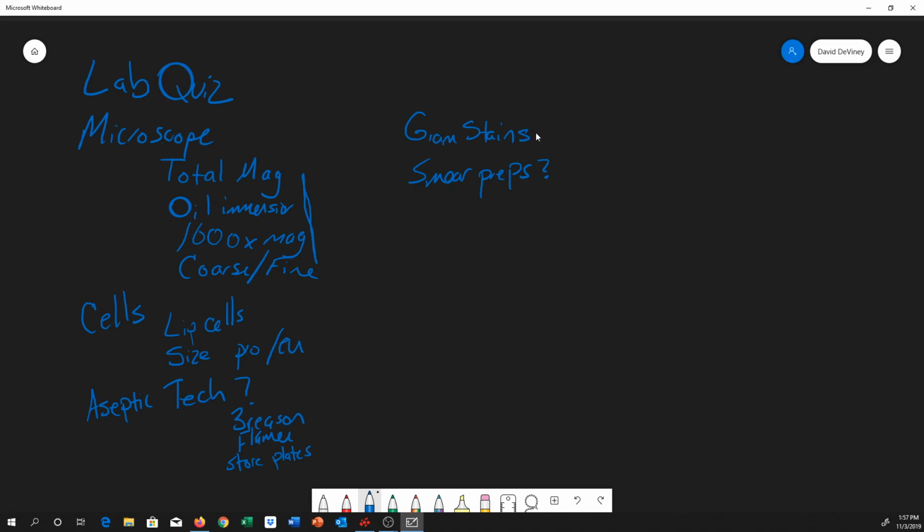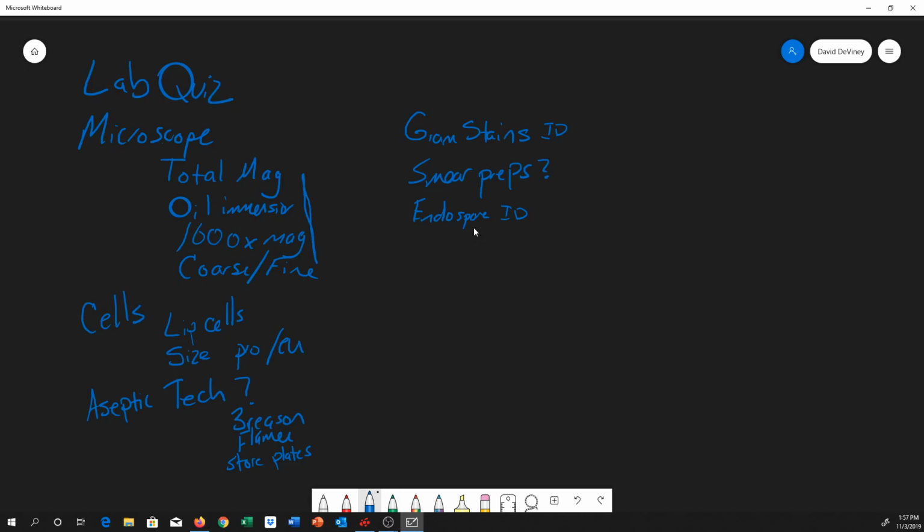With the gram stains, you would also need to be able to ID them. So if I give you a picture of a gram stain, can you tell me whether it's positive or negative, for instance? We did endospore stains. So here again, I could ask you to ID them. So if I give you a picture of an endospore stain, can you tell me whether it's positive or negative or not?